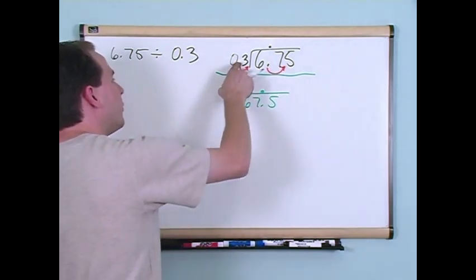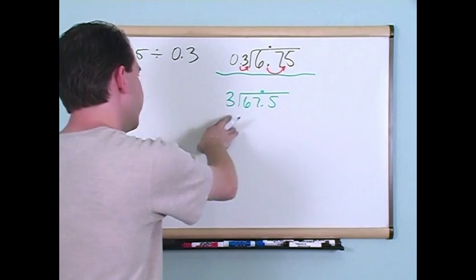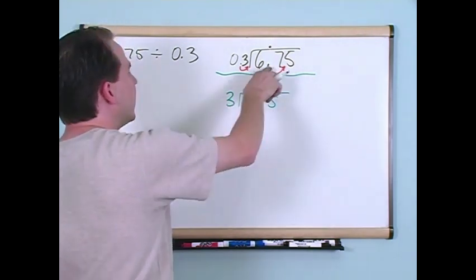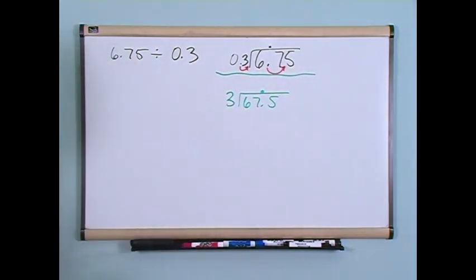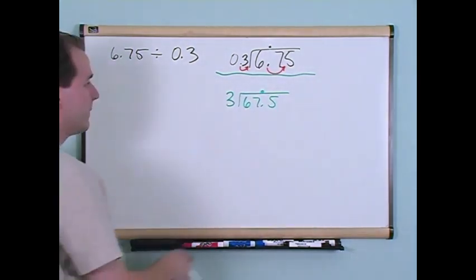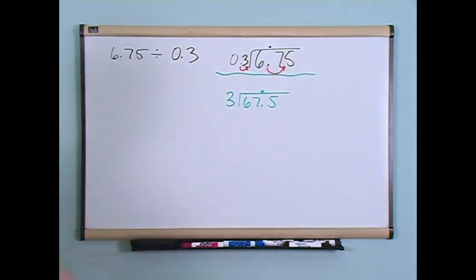So we move this decimal point one place to the right, and 3.0 is just going to be 3, so I can just write the 3 here. And I also have to do the same thing here. I have to move the decimal point the same number of places in each part of the problem. So I made it 67.5. And now I can go ahead and do my division.